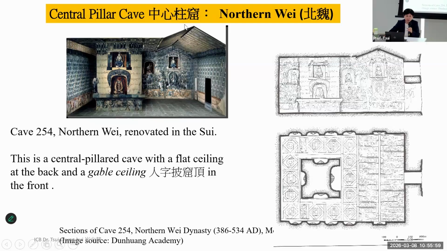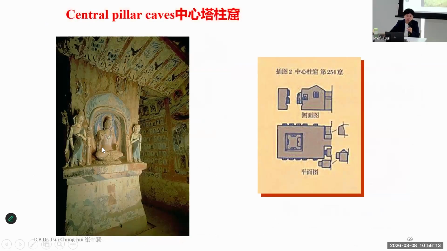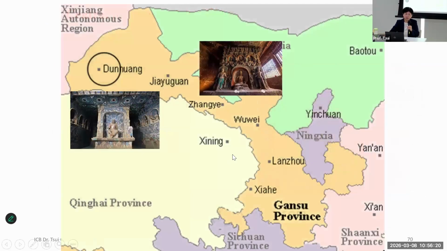So we mentioned the gable ceiling. It is a type of the Chinese roof, wooden architecture with the roof of the local tradition. And in the Northern Wei, the central pillar is one of the major architectures. And this kind of central pillar cave in Dunhuang appeared in Northern Wei. That was created later in Dunhuang.